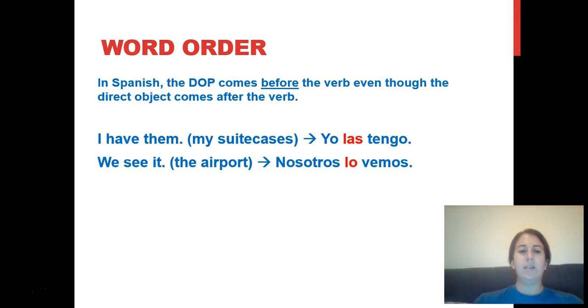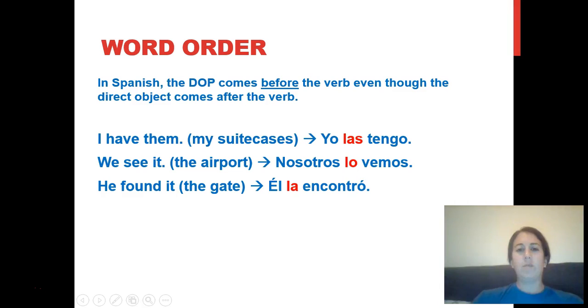We see it, and we're talking about the airport. Nosotros lo vemos. Okay? Notice el aeropuerto is our direct object, so it's going to be lo to say it. And also notice that Nosotros, our subject pronoun, and our verb, conjugated verb, are going to agree. So if it's nosotros form, then our verb is going to conjugate to agree with our subject. Same thing with our first one. Yo and tengo match.